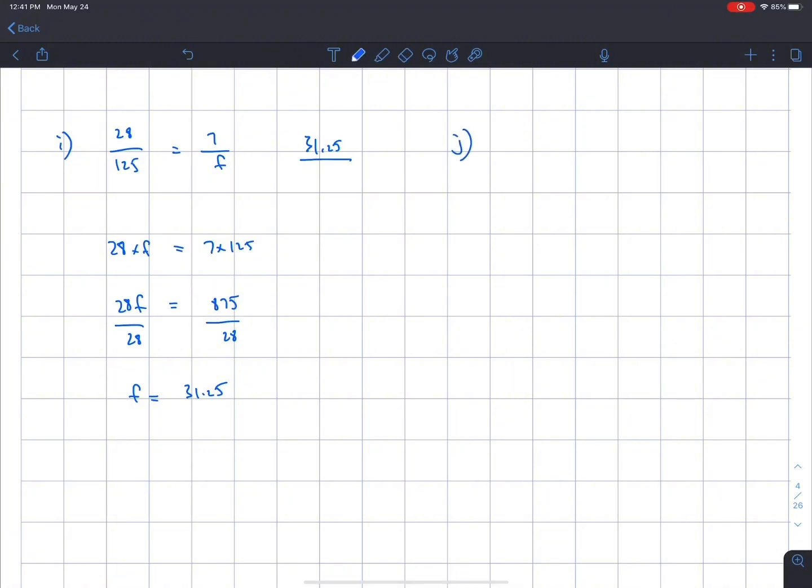J. 5 over 6 equals 3 over G. We cross multiply. 5 times G equals 3 times 6. So 5G equals 18. And now we divide both sides by 5. We get G equals 3.6.